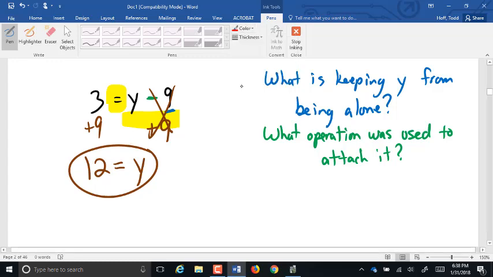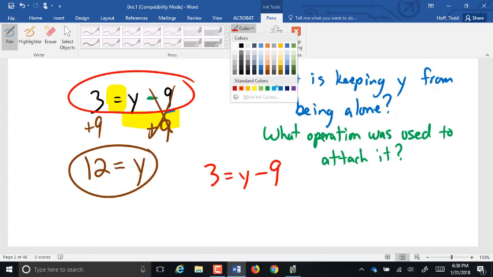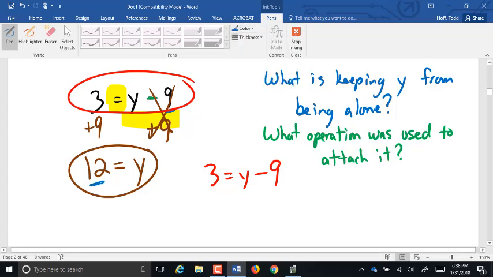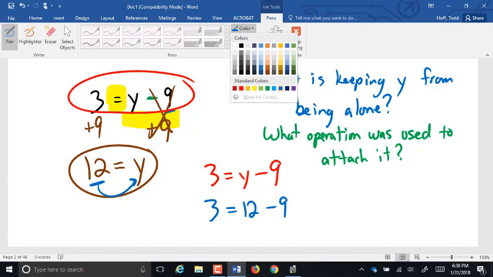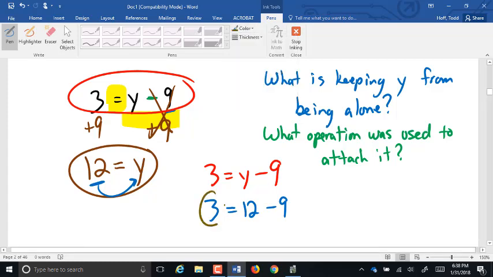At this point, if we weren't sure, we can double check it. You go back to this original equation, 3 equals y minus 9, and we can replace this number for the y. So instead of 3 equals y minus 9, 3 equals 12 minus 9. And then just double check to make sure it's true. There's nothing to do with the 3. 12 minus 9 is 3. So we do have the same value on both sides of the equation.